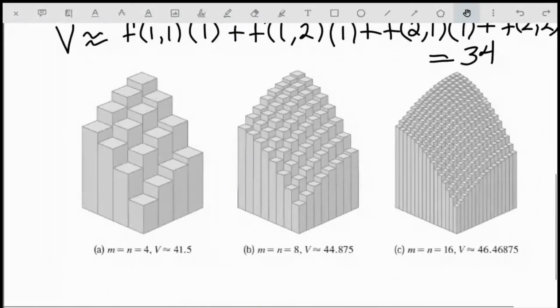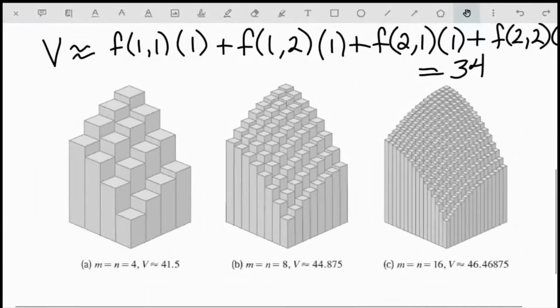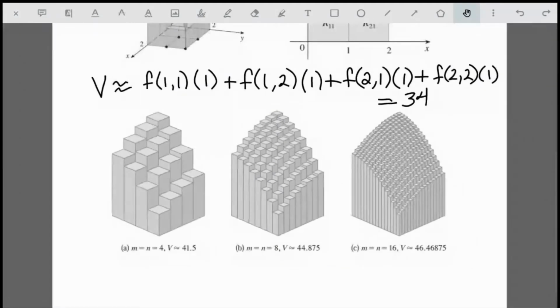And then we double it again in terms of the size in the x direction or the y direction. And so you can see we're getting more and more accurate. And so really what we want to do in the end is we want to take the limit as the number of those subrectangles approaches infinity, and that's going to give us the exact volume. So like I said before, in this section, really what we're going to do is just approximate. In the next section, we'll start actually evaluating some of these.